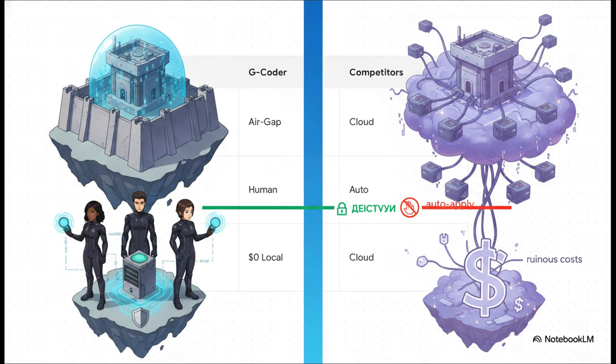Execution. The competitors often just auto-apply or semi-auto-apply changes, while Gcoder demands that explicit, human-on-the-loop audit trail. And for editor compute, cloud IDEs carry absolutely ruinous costs at scale, but Gcoder operates locally at zero server cost. It is a fundamental paradigm shift in privacy, execution control, and cost.